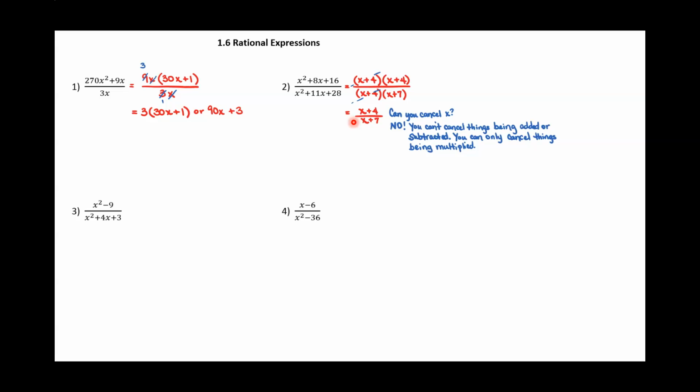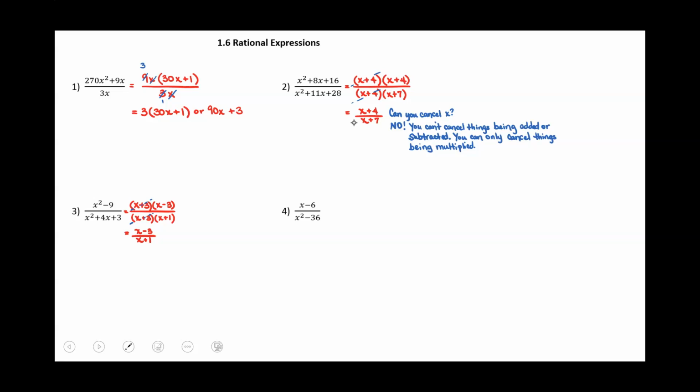All right, look at the next one. So again, for our first step, we're going to factor. So our numerator is a difference of squares, and our denominator is a trinomial that will factor into two binomials. So once we have it factored, then again, we're going to look for anything in common that we can cancel. So we're going to cancel x plus 3 in the numerator and denominator, and that would leave us with x minus 3 over x plus 1. Nothing we can cancel there, so that is our answer in lowest terms.